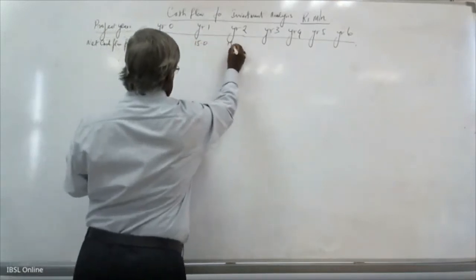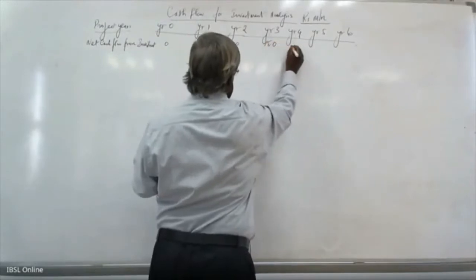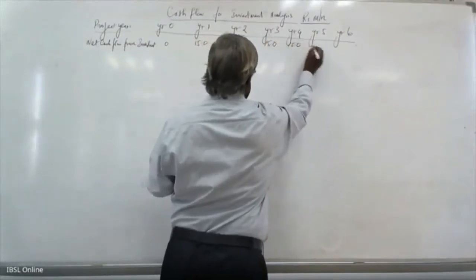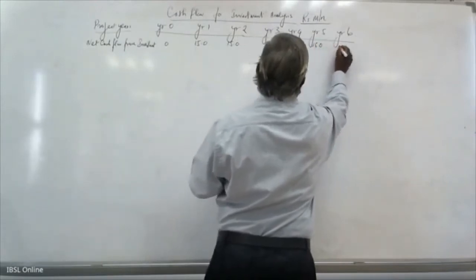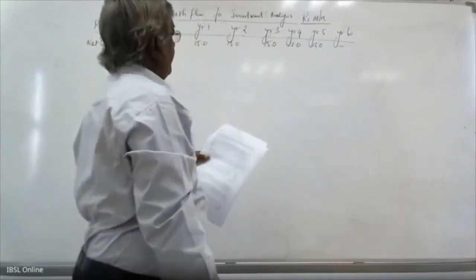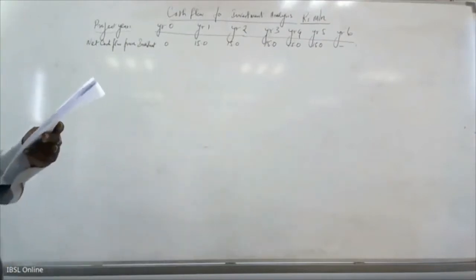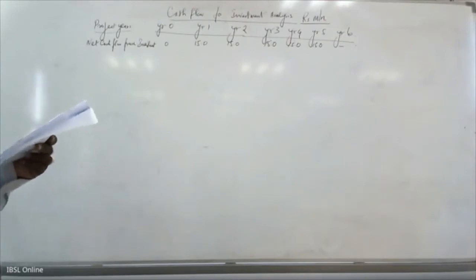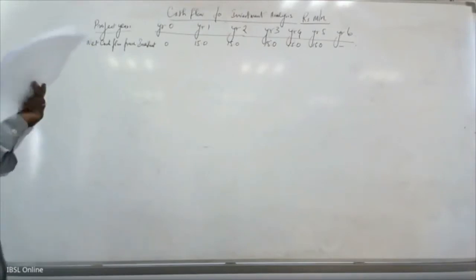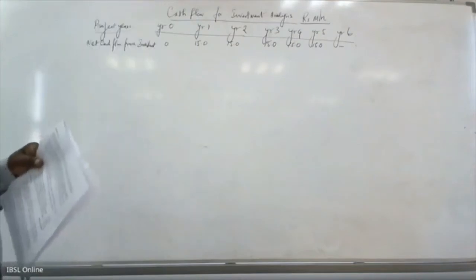15.0, 15.0, 15.0, 15.0, 15.0, because they are operating till year 5. So this is the net cash flow. This is the inflow for this analysis.